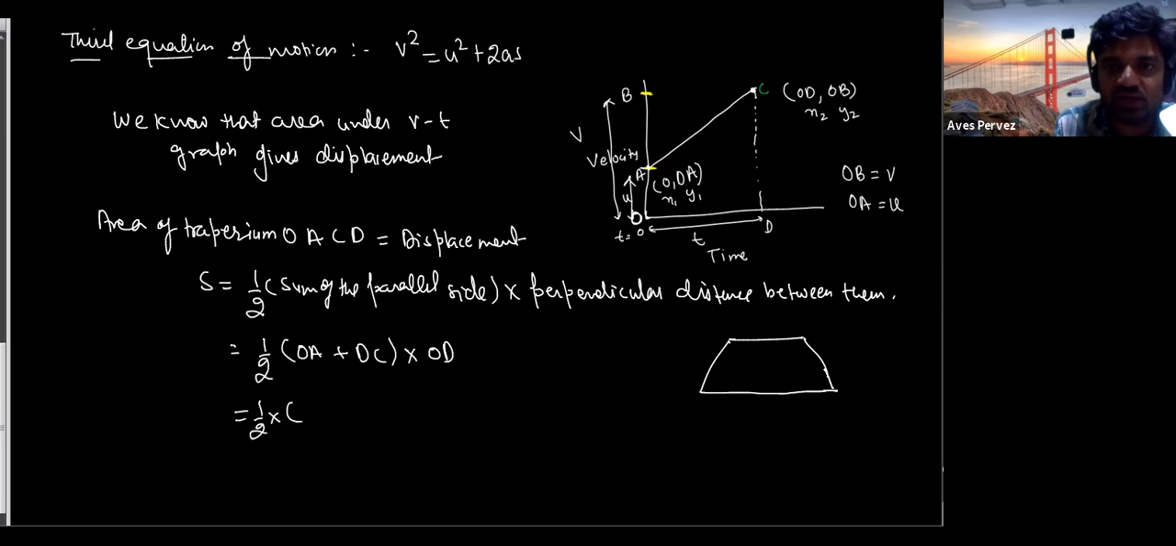OA plus what is DC? DC is actually equivalent to OB. So instead of DC you can write here OB, into OD. So you can write here half into OA.